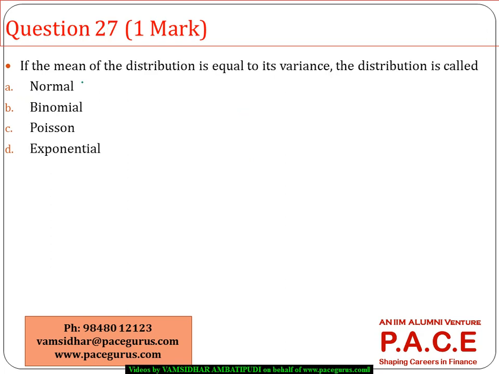A theoretical question: if the mean of the distribution is equal to its variance. So it's a Poisson distribution where the mean is lambda, and the variance is also lambda. In case of binomial distribution, np is the mean and np into 1 minus p is the variance. Whereas in exponential distribution, 1 by lambda is the mean, 1 by lambda square is the variance. So obviously it's the Poisson distribution where the mean is matching with the variance. So we can very well look at marking C as the option choice. Move on to the next question.